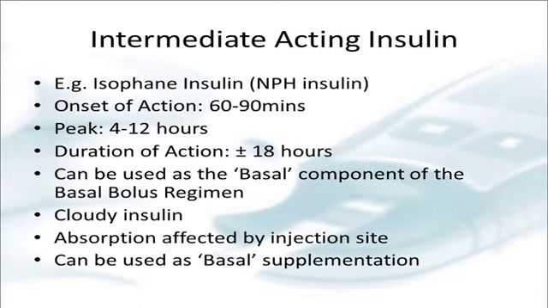Intermediate-acting insulins, like for example isophane insulin or NPH insulin. NPH insulin onset of action is 60 to 90 minutes, and its peak is 4 to 12 hours. Its duration of action is roughly about 18 hours, which means that it's used as the basal component of the basal bolus dosing. It also means that depending on how much the person metabolizes and how much they use, you may need to use the NPH insulin twice in a day if you were using it as a basal insulin, as opposed to something like glargine or degludec, which you would probably only need to use once a day.